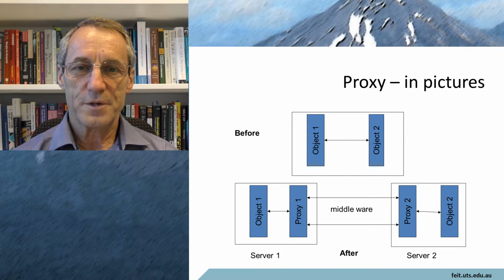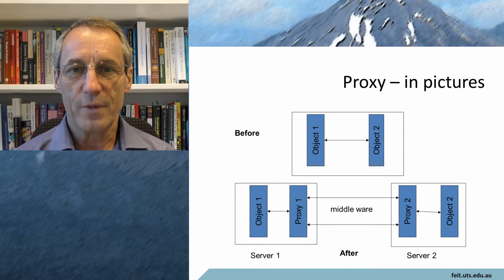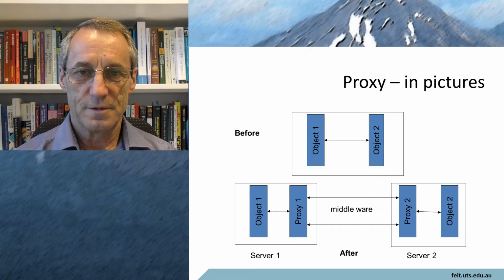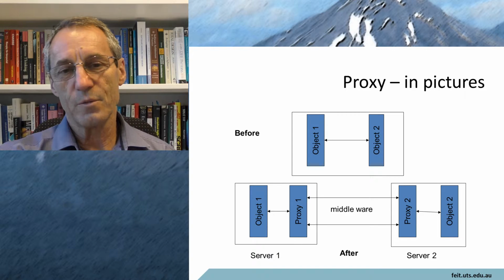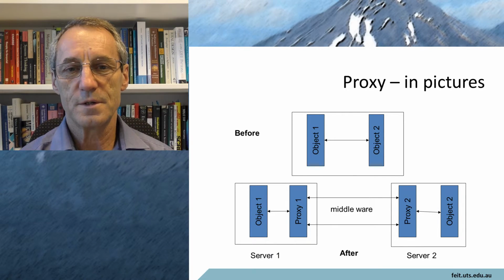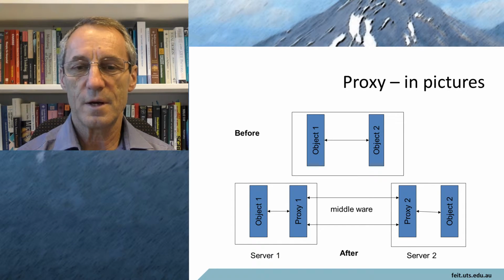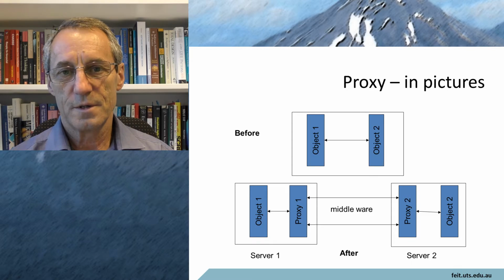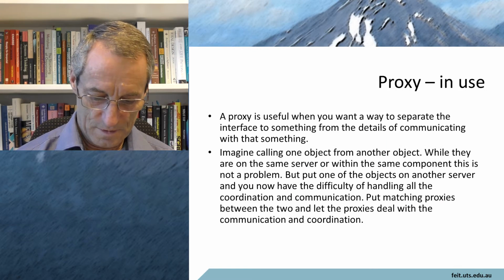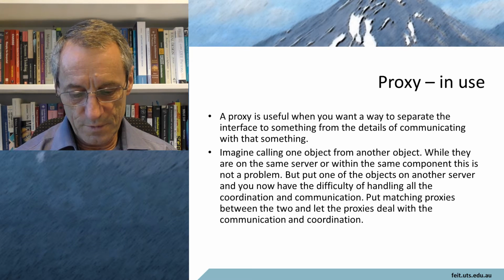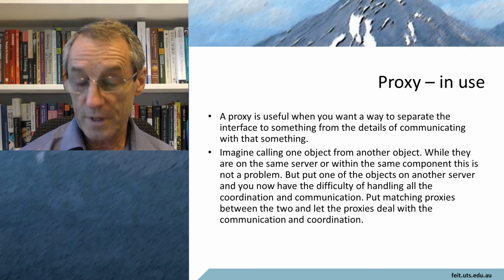I don't want, as an application writer, to have to deal with that. I just want the call return. So it's the job of the proxy to put all that middleware in between the two of us. So this is where you use a proxy, when you want to isolate the application from the complexities of communicating across different servers. In use, a proxy is useful when you want to separate the interface to something from the details of communicating with that something.